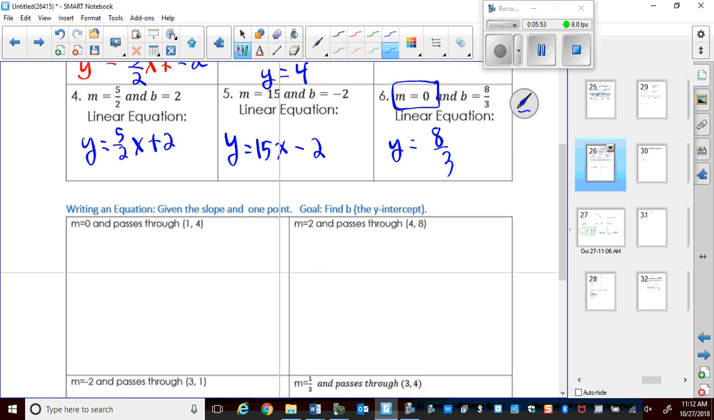Now, given the slope and 1 point, we're going to have to find the y-intercept. So here's what we do first. We label our points. Label x and y. We label the points, and then we set up an equation. So my slope is 0.